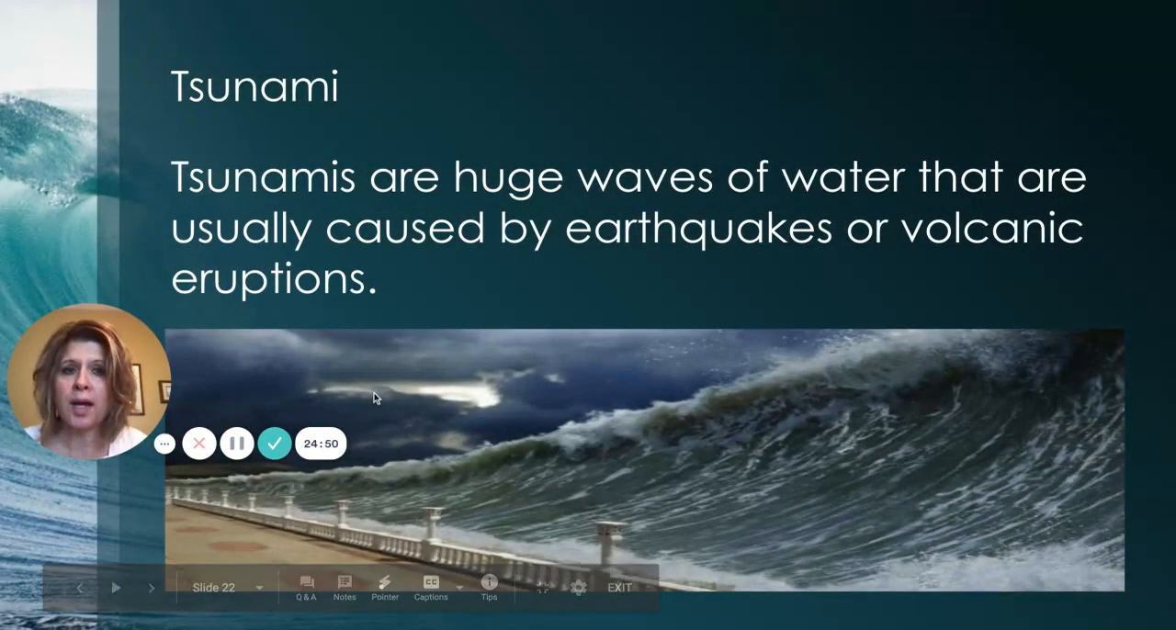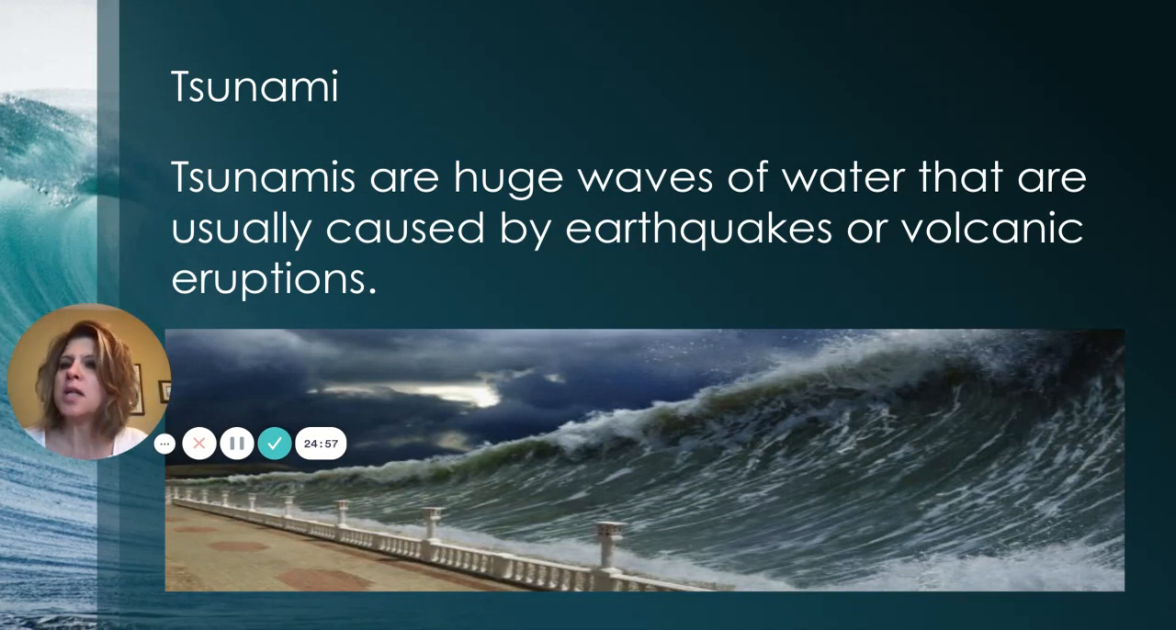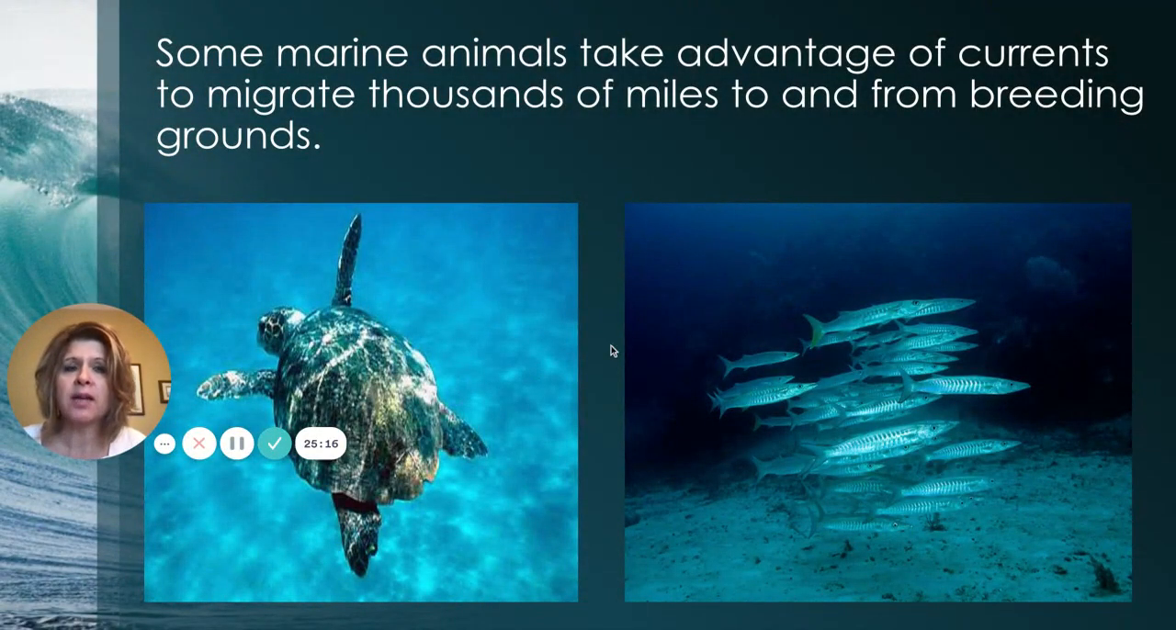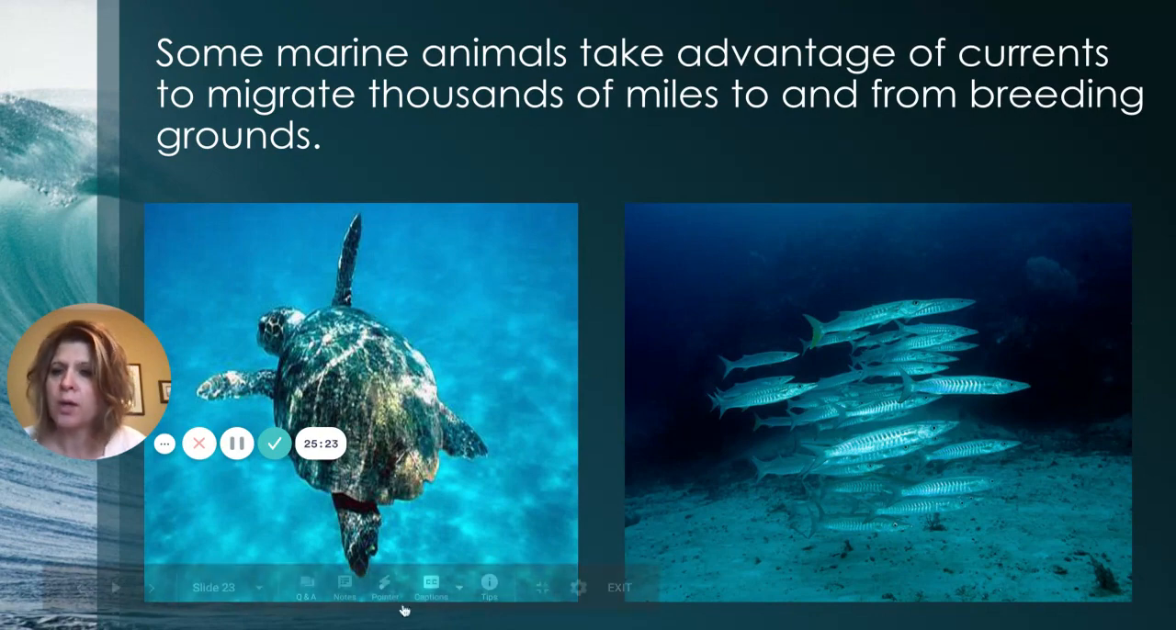Tsunamis are huge waves of water that are caused by earthquakes or volcanic eruptions, not wind, not hurricanes, but because of the shaking underneath the Earth's surface of the land. A lot of times they happen in the Pacific Ocean because the Pacific plate is very active right now. Some marine animals take advantage of currents to migrate thousands of miles to their breeding grounds in order to reproduce and have new species.